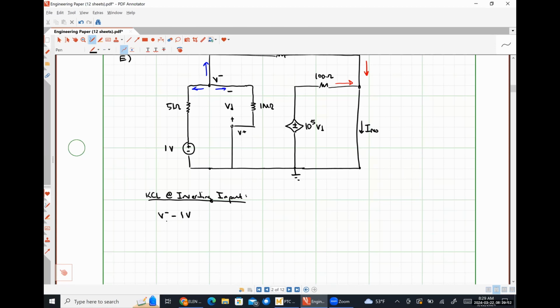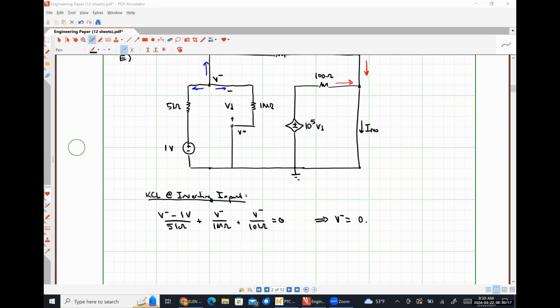minus 1 volt over 5 kiloohms plus V minus over 1 mega ohm plus V minus over 10 kiloohms is equal to 0. 1 equation, 1 unknown system. We would find that V minus in this case is 0.66445 volts.